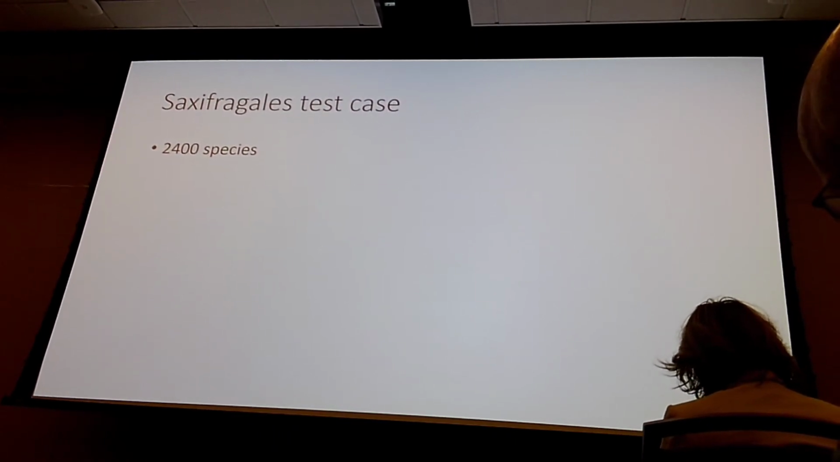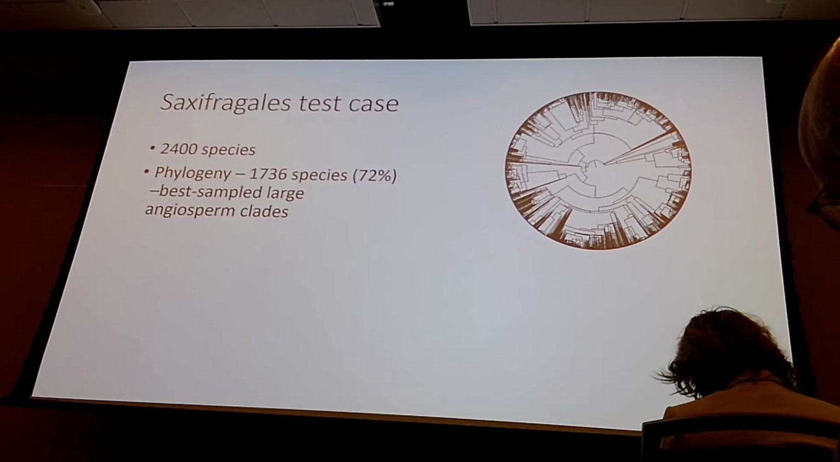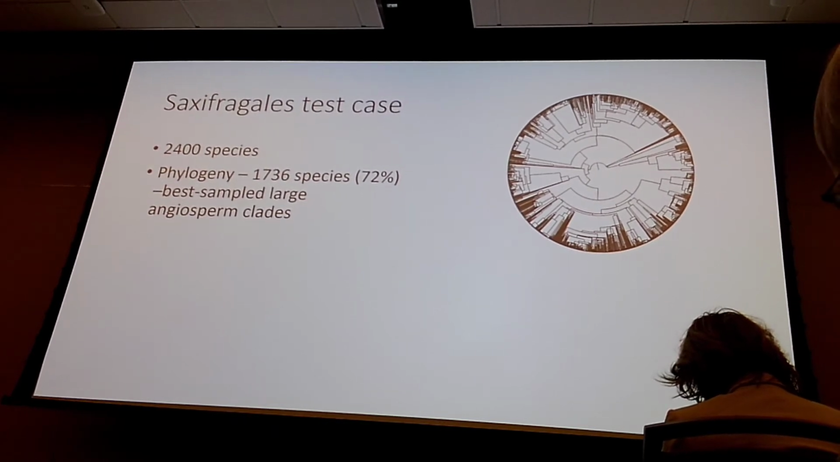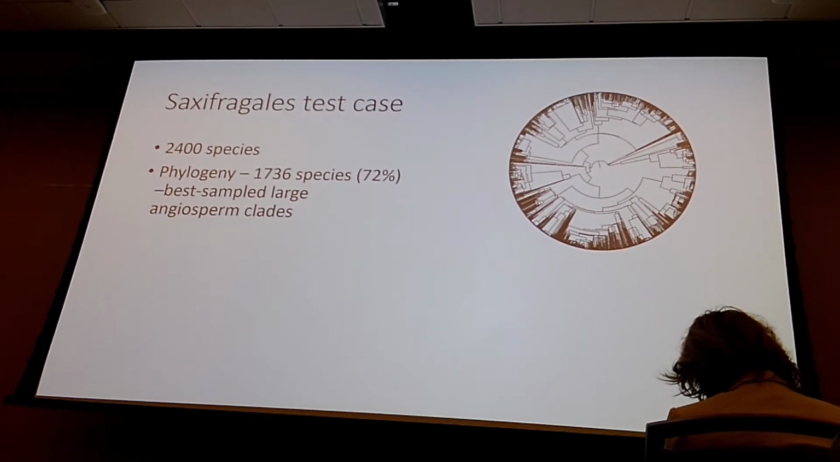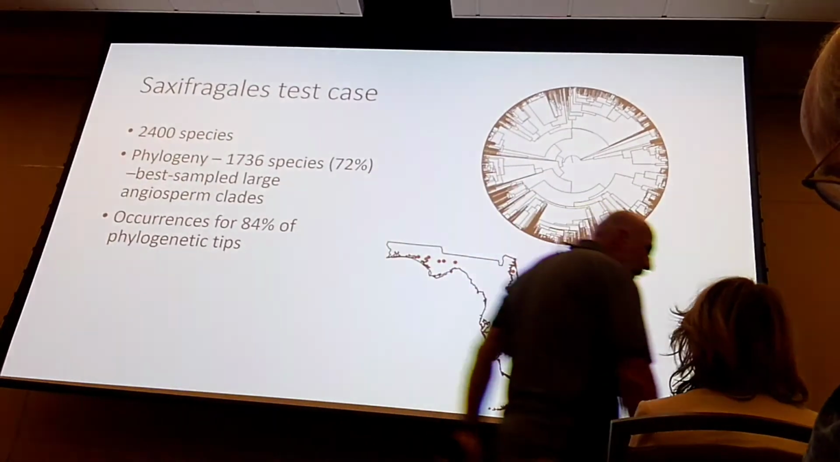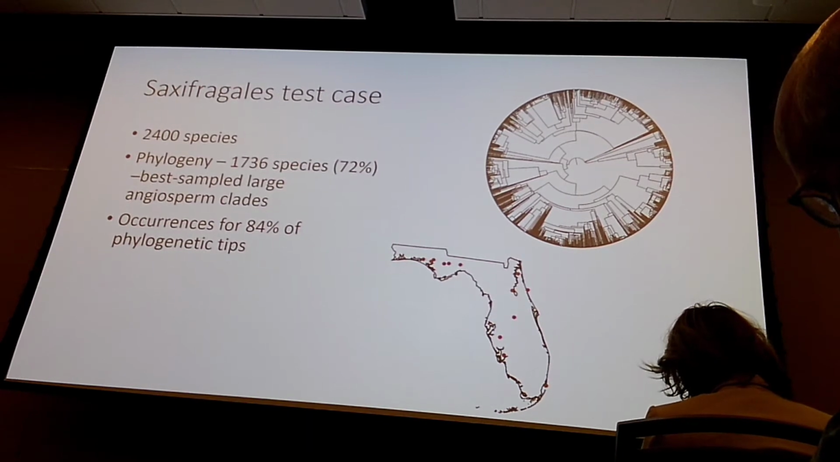Very briefly going through the phylogeny, we think we probably have one of the best sampled large clades of angiosperms, so we're at 72% species level coverage. This includes both phylogenomic and genetic data. And we have pretty good coverage of phylogenetic tips. After some fairly detailed cleaning steps, we have 84% coverage.